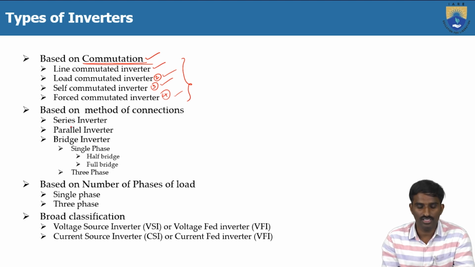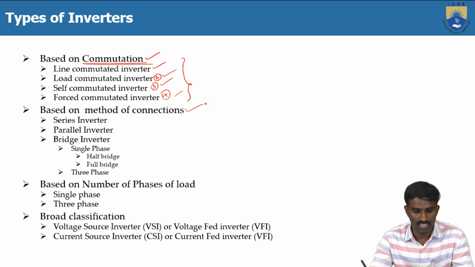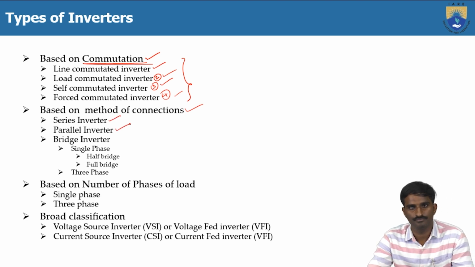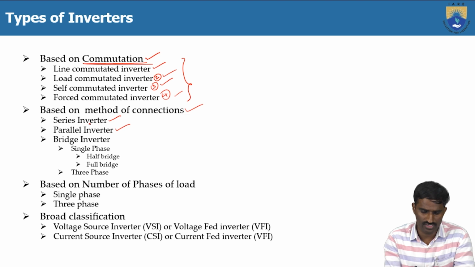Then the second classification is based on the method of connections. So one is the series inverter, another one is the parallel inverter. We will discuss later, while we are discussing series and parallel inverters, based on what parameters we can classify them. That time we will see. But this time you just try to understand the classifications.